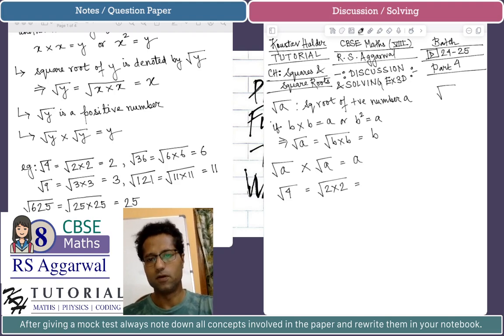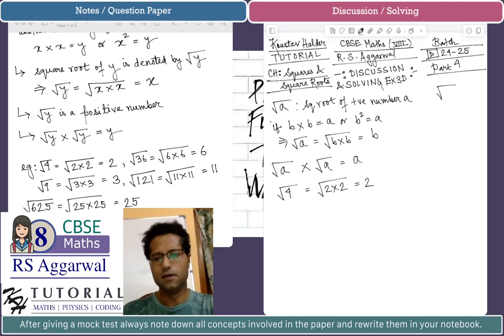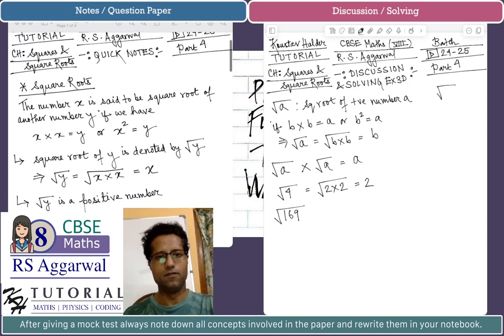So hence the square root of 2 multiplied by 2 will be 2. Similarly, square root of 169.